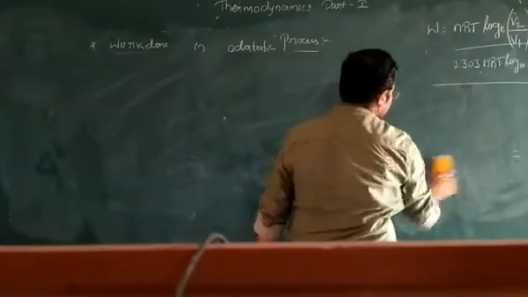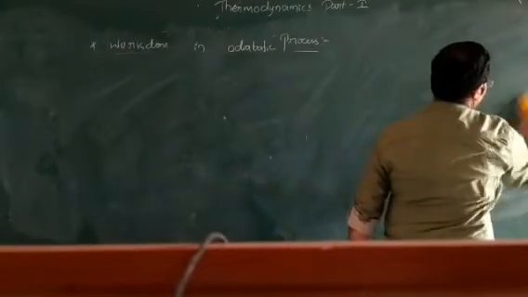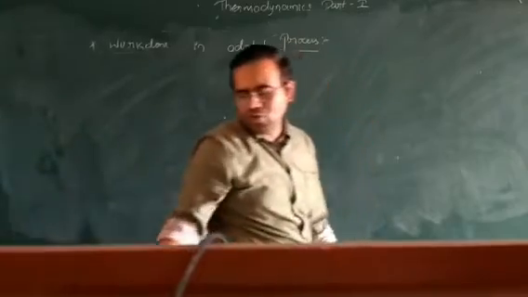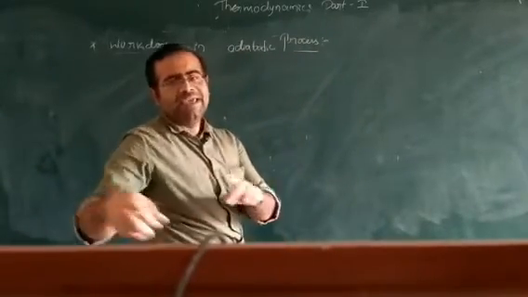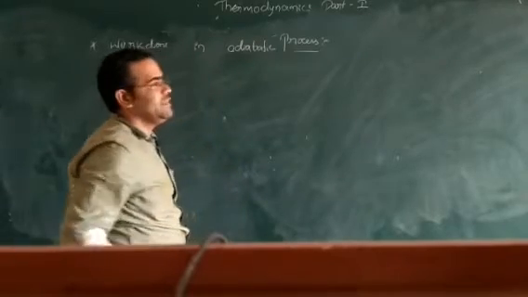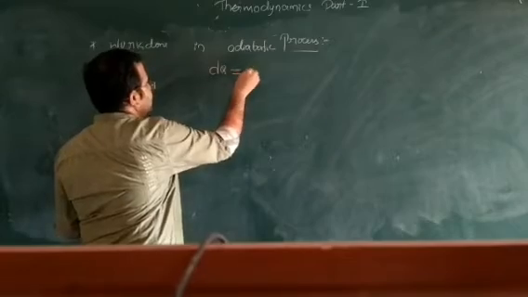Adiabatic process means again we have to remember there is no entering amount of heat energy and no liberation of heat energy. No amount of heat energy enters and no amount of heat energy is liberated. So we take dq to be 0.